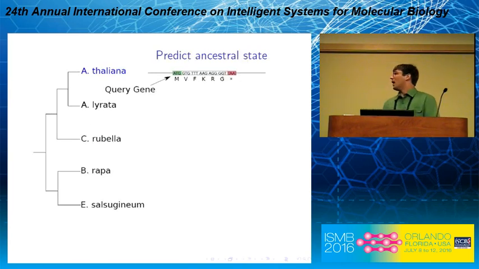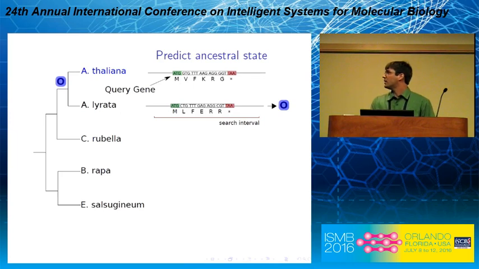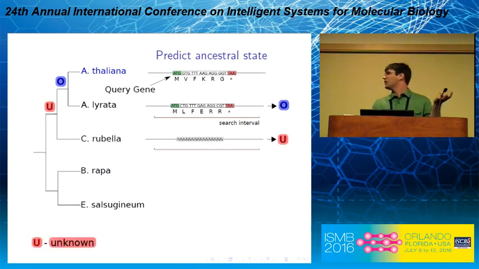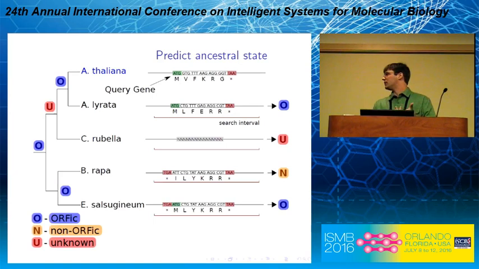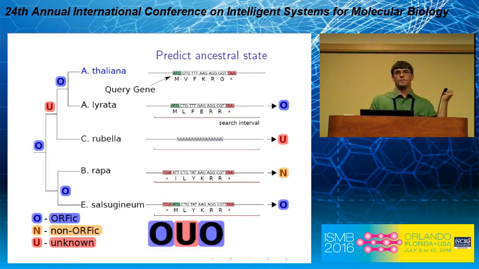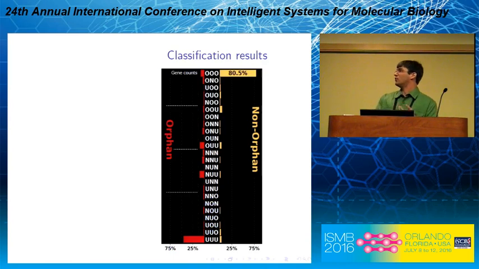Okay, so next big thing, we take all those labels for query target pairs, and then we map them to our tree. Say for a query gene in thaliana, look at A. lyrata, we find an orphic hit. C. rubella, you map to an unknown region. Brassica rapa and Eutrema salsugineum, you map to non-genic and orphic. And then you get this ancestral vector. Looking at the ancestral vectors, you can classify your genes by origin class.